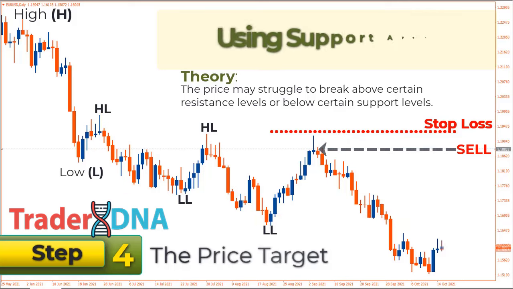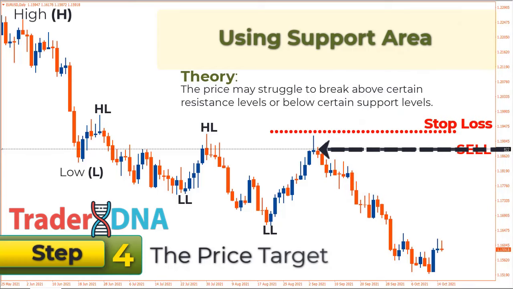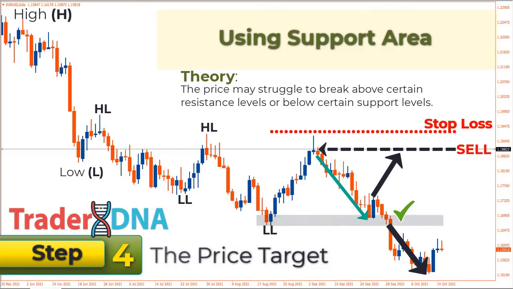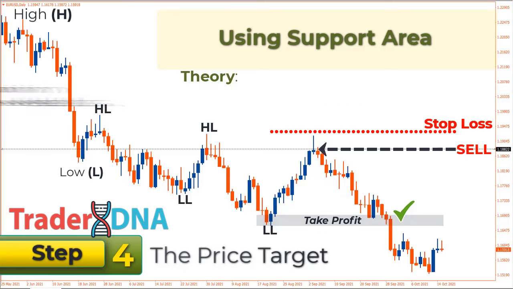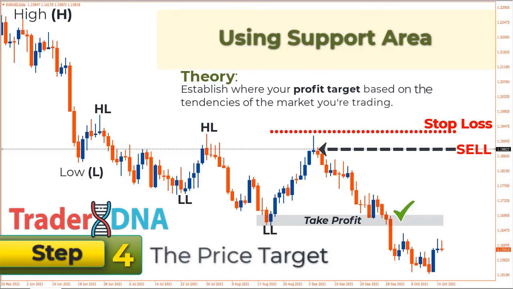Using support area. This chart shows an example of how support area can be used to take profit when you have a short position and the market is moving down in your favor. As you can see, after the trade is entered, the price moves downwards to a level of support. At this point, the price struggles to break below the support level and may even reverse. In this example, you should look to take profit where the price first reaches the level of support. So, establish your profit target based on the tendencies of the market you're trading.